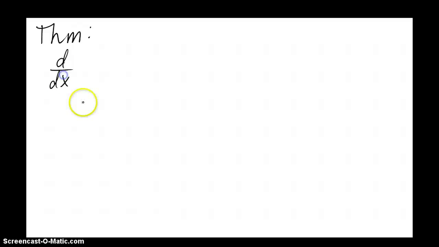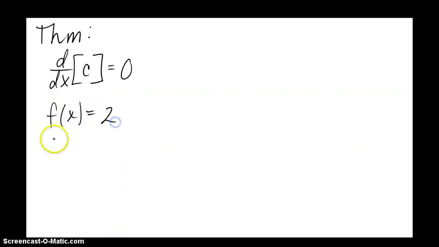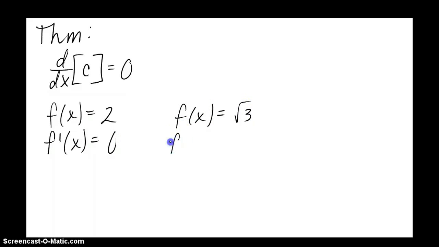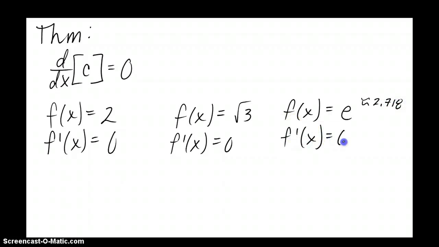So the derivative with respect to x of any constant number, where c is any real number, is simply 0. For each theorem, I'm just going to show you a few examples. If I give you f of x equals 2, and I ask you for the derivative of 2, the derivative is just simply 0. F of x equals square root of 3, the derivative of that is just 0. F of x equals e, where e is the irrational number approximately equal to 2.718, the derivative is just 0.